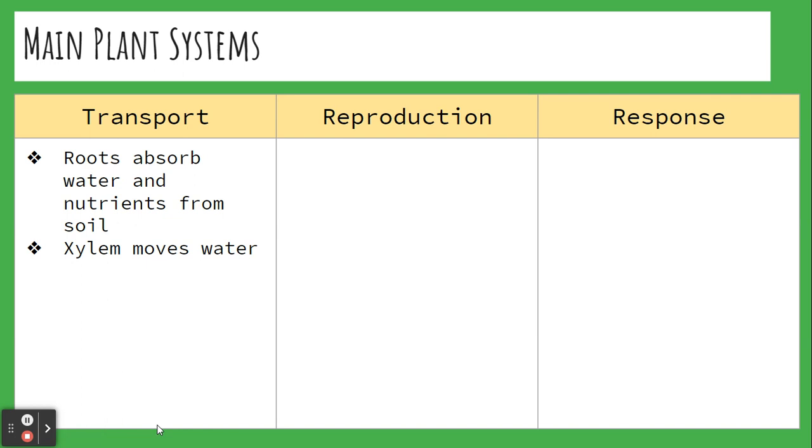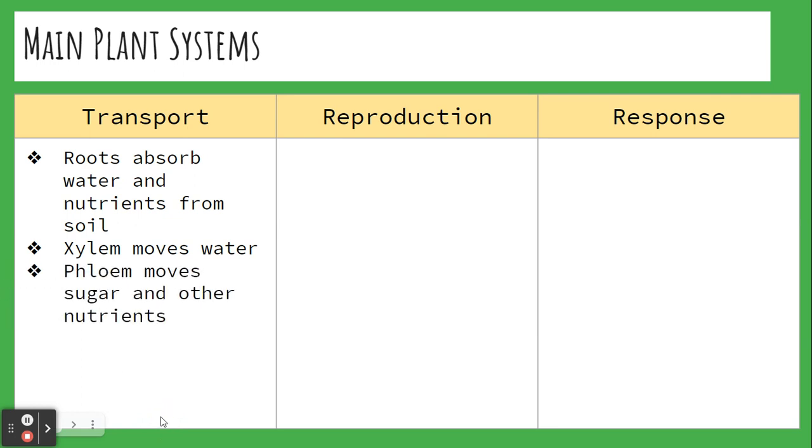We have two main parts, the xylem and the phloem. You'll see these words come up multiple times. The xylem, its main purpose is to make sure that water gets everywhere that it needs to get to, from the roots all the way to the highest leaf, flower, or fruit.